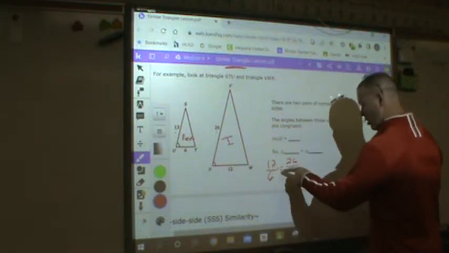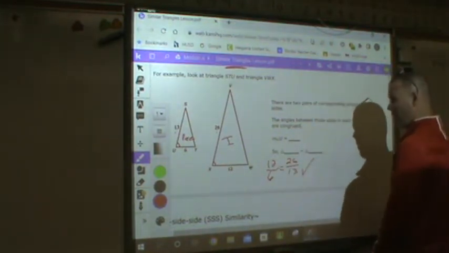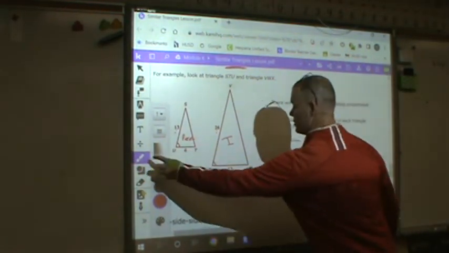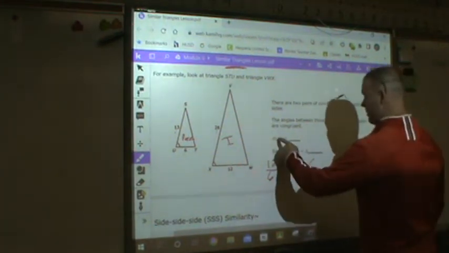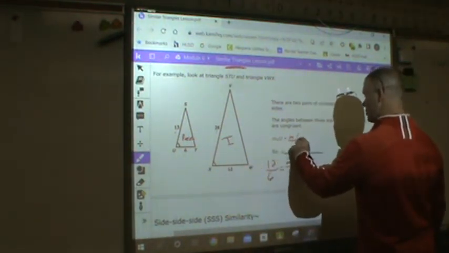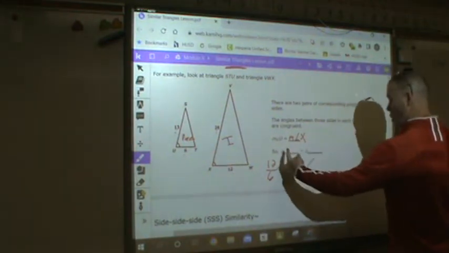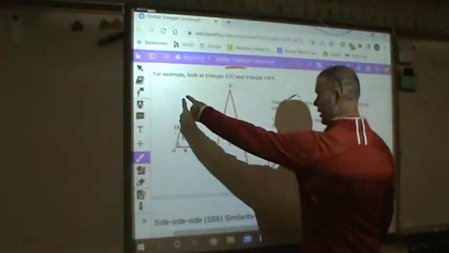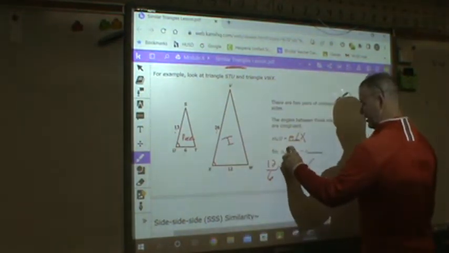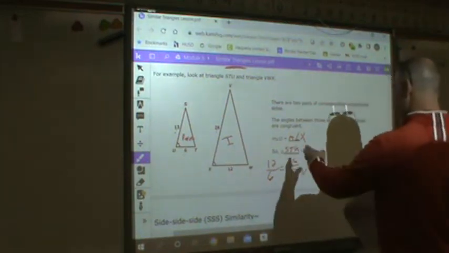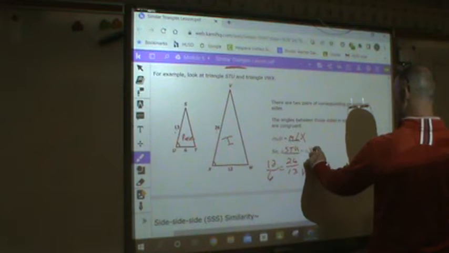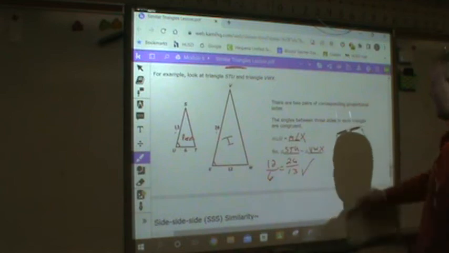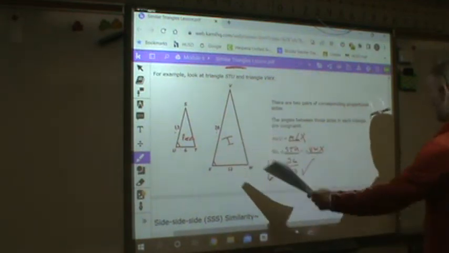26 over 13. Are these two equal to each other? Yes, they are. So the two sides are proportional to one another. The angle is in between those two sides, and since the angle is in between those two sides, the measure of angle U corresponds with the measure of angle X. So one triangle is similar to the other, and I can say this any way I want. Okay? I'm going to start at S, T, and U just because that's kind of STU. Now, if I said STU, what do I have to say in the other triangle? V, W, X. S corresponds to V, T to W, U to X. That's how I know that that works. There's your side angle side similarity.